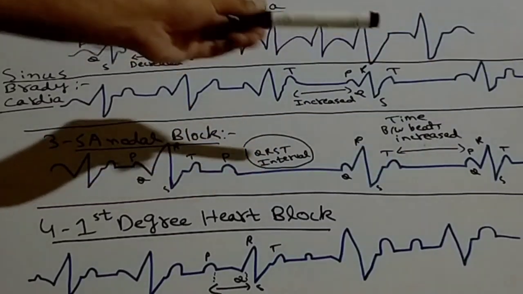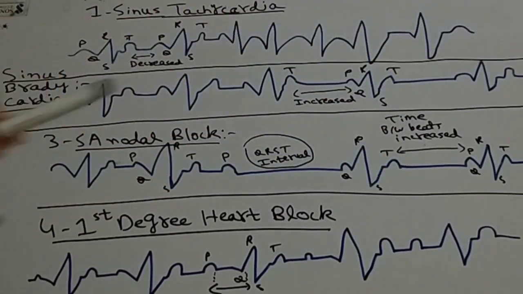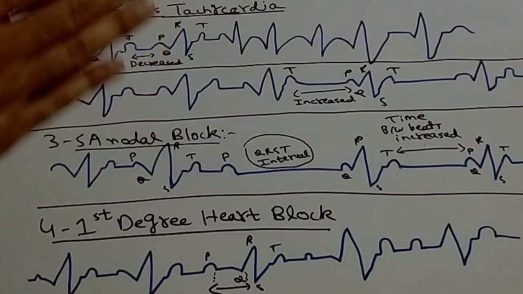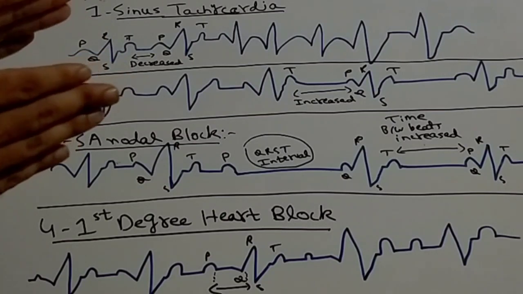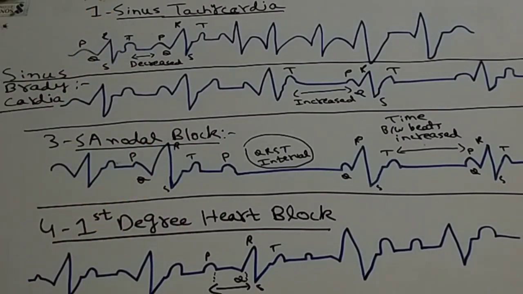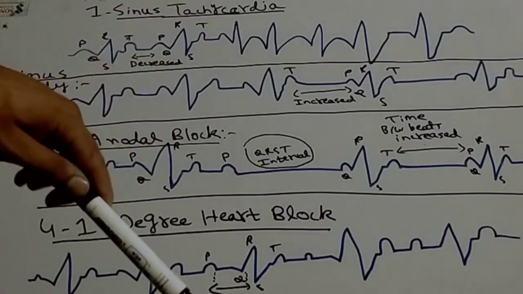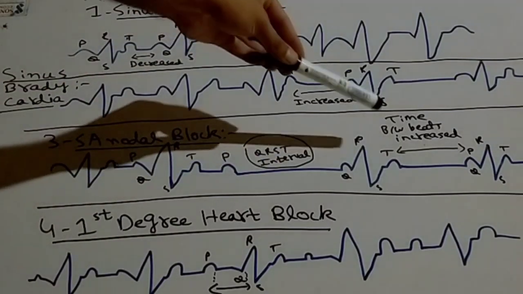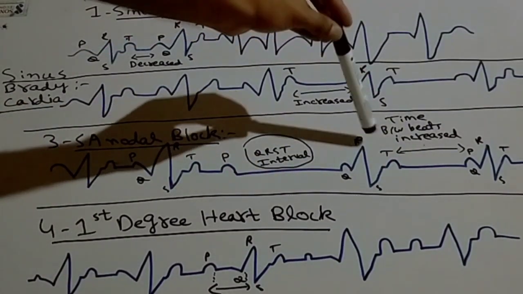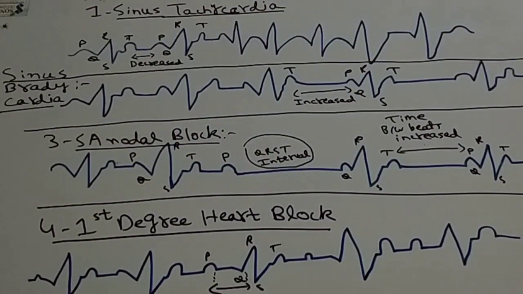is increased. Now why is the time between the TP increased? Because we know that the ability of the SA node to produce impulses is greater than the ability of the AV node. So the SA node can generate impulses with greater intensity as compared to the AV node. So that's why the number of beats is decreased, and the time between the TP is increased.